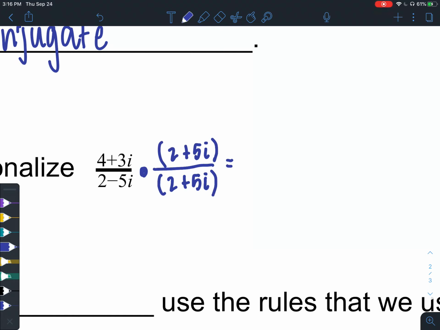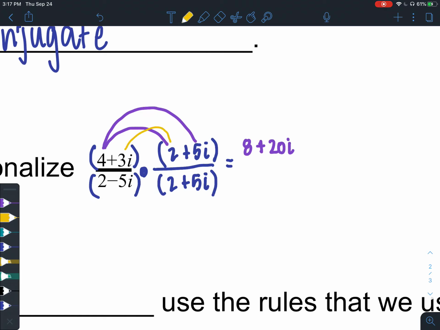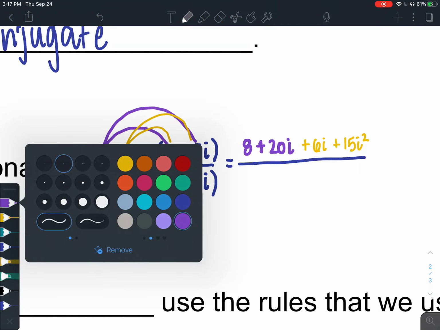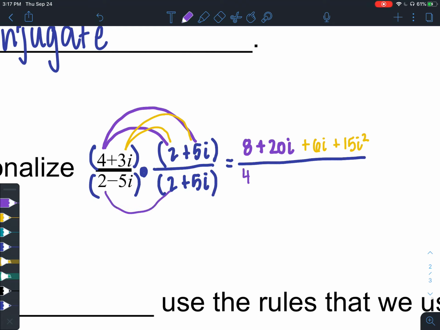Okay, so going to multiply that through. We need to make sure we distribute on both of these. So first we'll do the numerator. We'll do 4 times 2 is 8. 4 times 5i is 20i. Then 3i times 2 is 6i. And then 3i times 5i is 15i squared. For the denominator, make this pen a little smaller, we're going to do 2 times 2 is 4. 2 times 5i is 10i. Negative 5i times 2 is negative 10i. And then negative 5i times 5i is negative 25i squared.